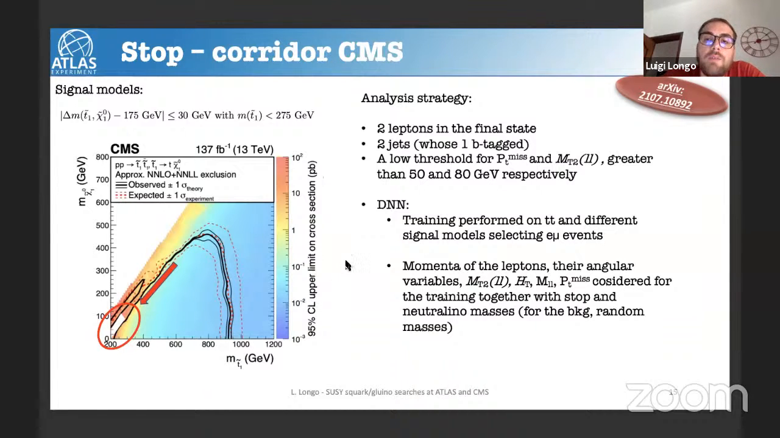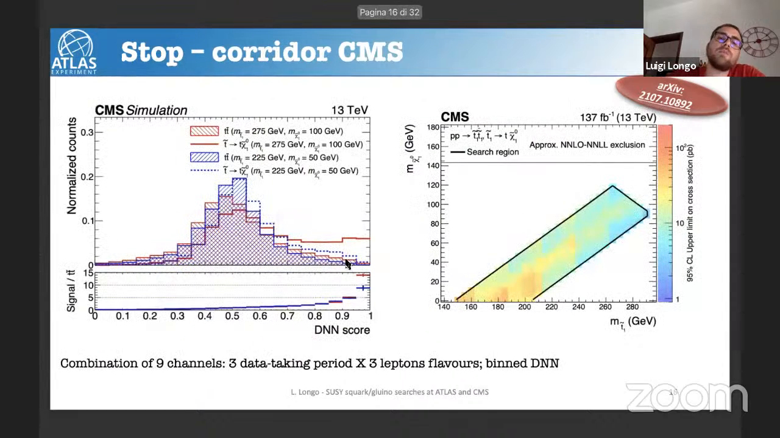In this case, the idea was to use a DNN technique, and the training was performed on ttbar and different signal models, selecting only electron and muon events. Several variables were considered characterizing the leptons, together with MT2 and missing energy and so on, but it is also important that variables like the masses of the stop and the neutralino were considered. For the background, to avoid any bias, they decided to put random masses for the evaluation of the training. In this case, it was possible to have a different DNN score depending on the signal models, and this different DNN score is for both signal and background, as you can see from the plots on the left.